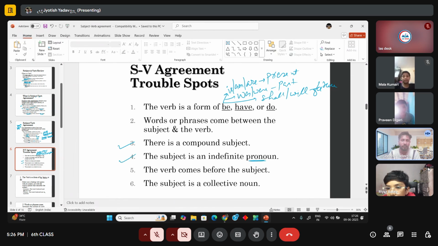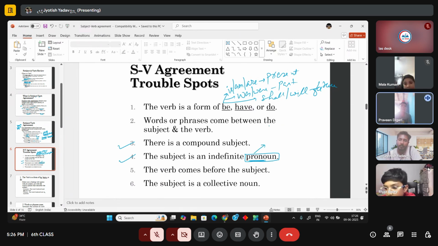You know what is pronoun? It replaces the noun. The helping verb helps the main verb. And what is pronoun? The pronoun replaces the noun. Yeah, pronoun replaces the noun. Can you give any example?